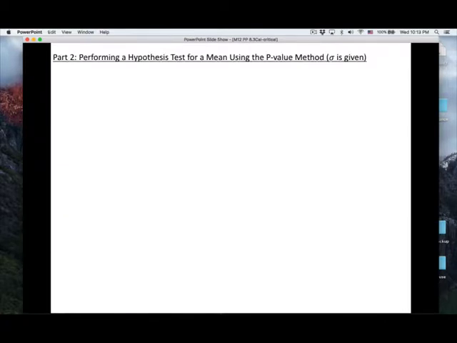Okay, part 2, performing a hypothesis testing for a mean using the p-value method. And this time, the population standard deviation is given. Okay, remember the first part, we were working on the hypothesis testing for the population mean, but s is given, the sample standard deviation is given. Then we'll be using the t distribution. But here, they give the population standard deviation, so we're going to go back to using the z distribution.